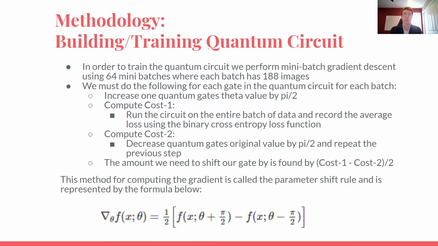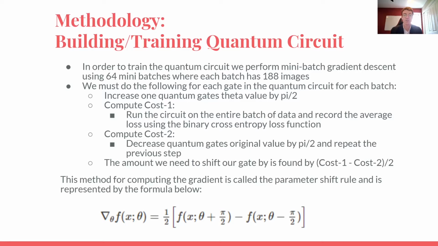To train our quantum circuit, we use mini-batch gradient descent. Again, just like how a classical neural network needs to change its weights in order to learn, our quantum circuit also needs to shift its parameters in order to learn. With mini-batch gradient descent, we're going to first split up our data into 64 batches of images from our training set. We will then loop through each batch for each parameter in our circuit and compute the parameter shift rule, which is going to tell us how much to shift our current parameter's gate by and in what direction.